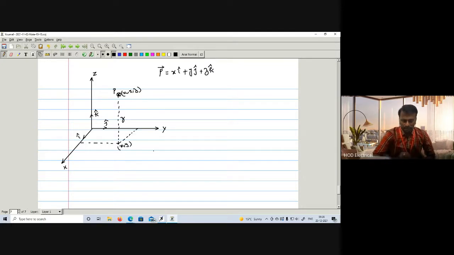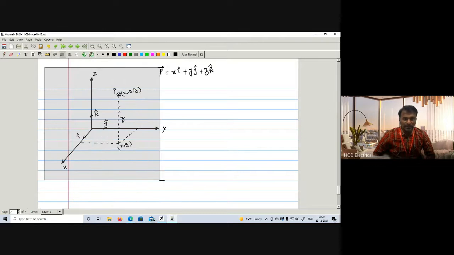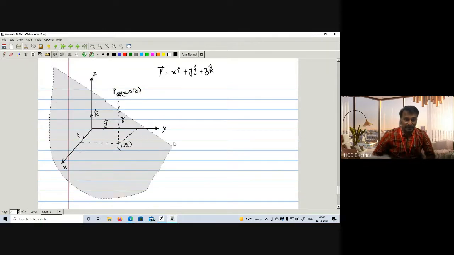Now, I am copying the same diagram and going to represent it in the cylindrical coordinate system. After that, I will let you know the necessity of this cylindrical coordinate system.